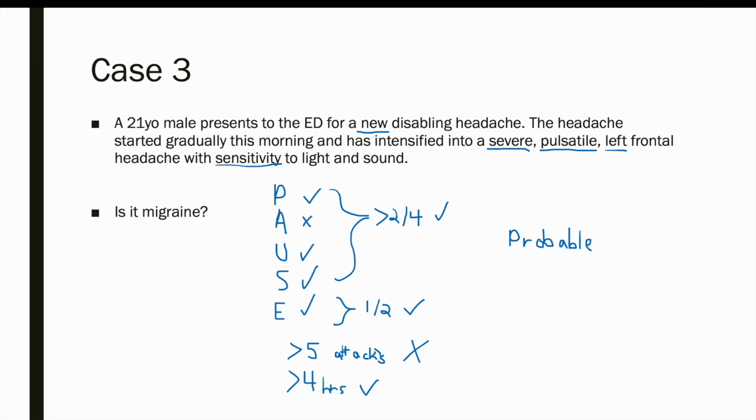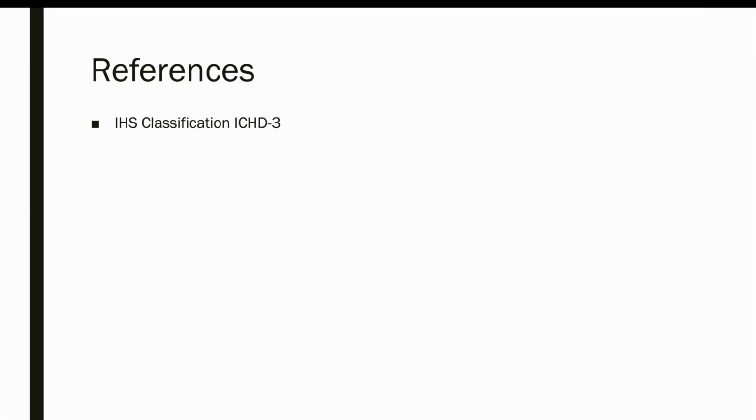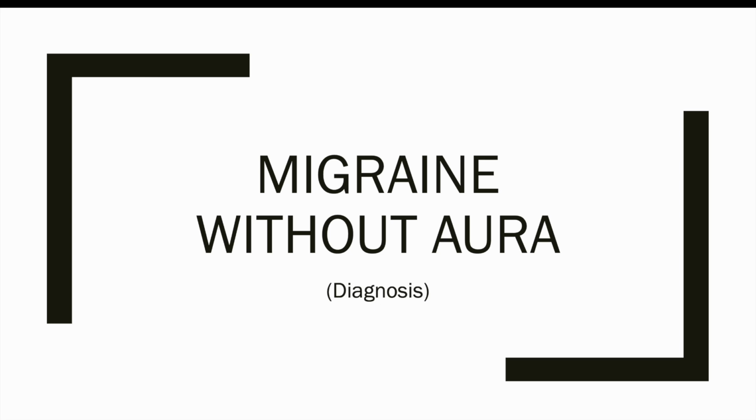So I hope that these 3 cases and the pause mnemonic has helped in terms of assessing whether someone has migraine without aura, especially because migraine is one of the most underdiagnosed conditions in neurology, of which it is also one of the most disabling conditions in people younger than 50 years old in the US. So I hope this video is helpful in terms of assessing patients in the future. Most of this information I adapted from the IHS classification ICHD-3 diagnostic criteria for migraine without aura, and that is the diagnosis of migraine without aura.